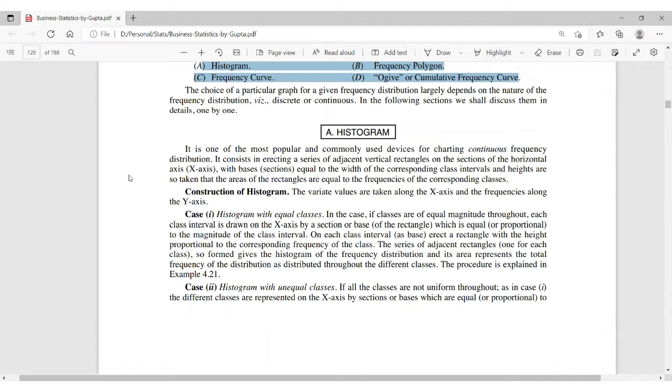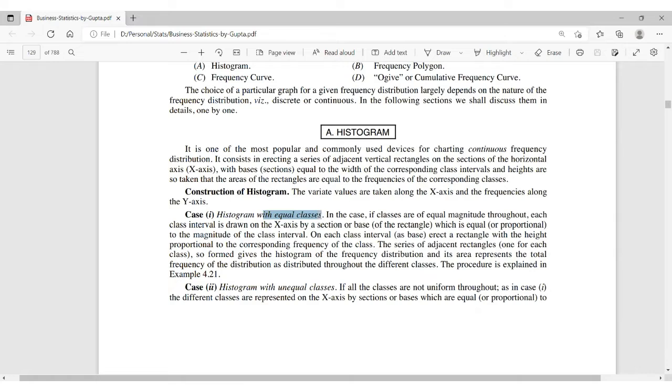This is one of the most popular, commonly used devices for charting a continuous frequency distribution. It consists in erecting a series of adjacent vertical rectangles on the horizontal axis, with the base equal to the width of the corresponding class intervals and heights so taken that the area of the rectangle is proportional to the frequency. The variate value is taken along the x-axis and the frequency along the y-axis.